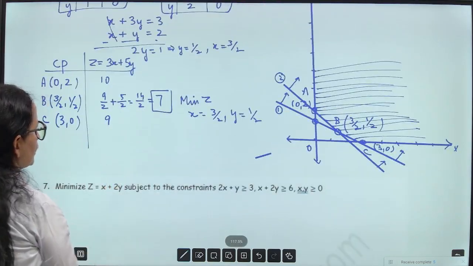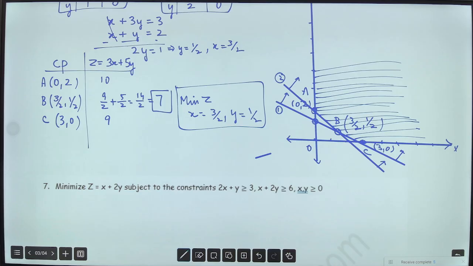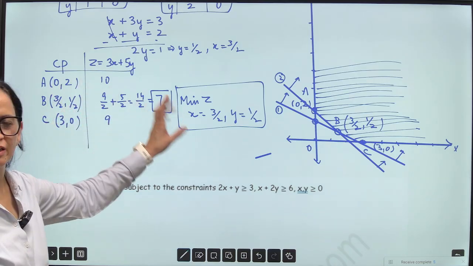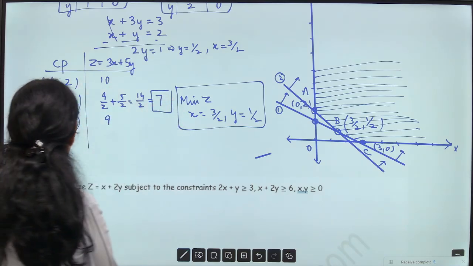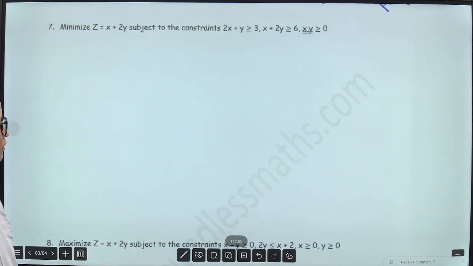Okay. Now this is your solution. So the minimum value of the objective function is at one point. There is one fixed solution. Now let's look at another objective function where we have the unbounded feasible region, and let's see whether we have just one solution or we have infinite solutions or we have no solution.